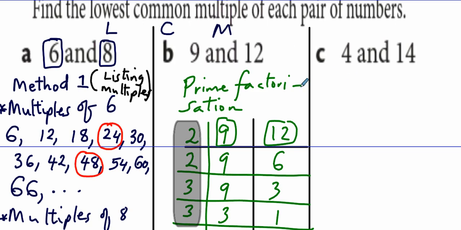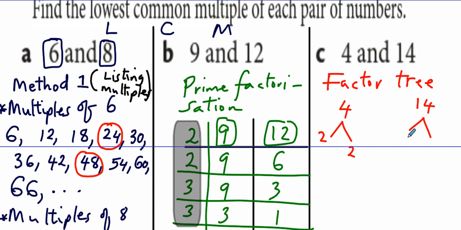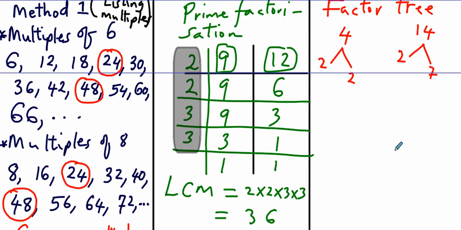This is finding the LCM of 4 and 14. Now this time I'm going to use a factor tree. I start with the first number. This is 4. This is divisible by 2, and this is 2 itself. Oh wow, just a small factor tree, a very short one. 14 is 2 times 7. It's just small numbers.